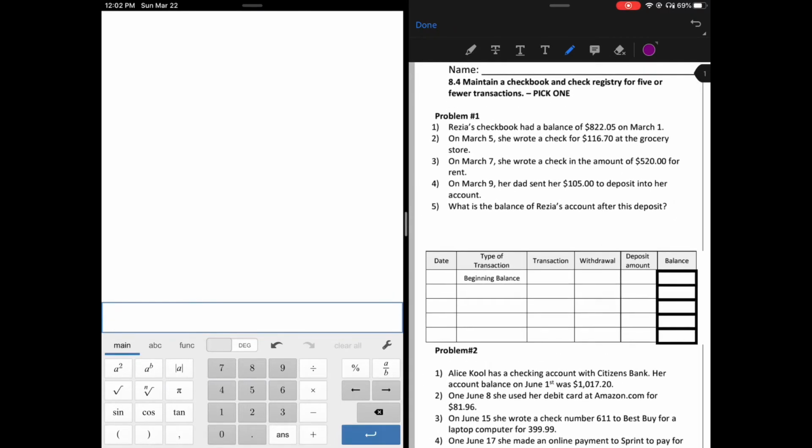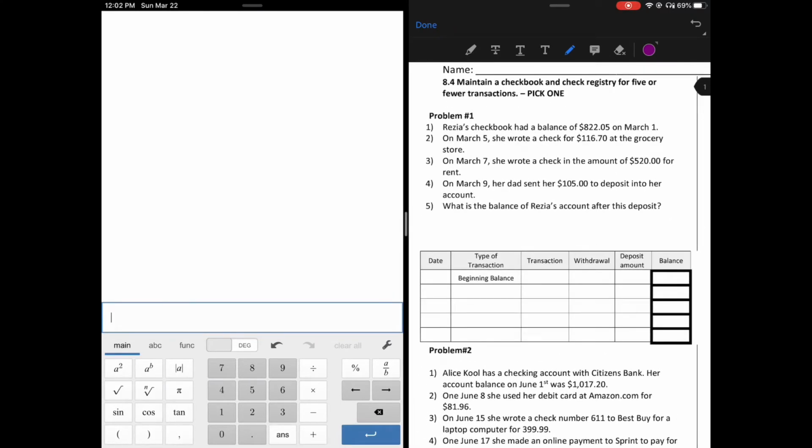Before we actually start to balance the checkbook, I want to remind you of what the different parts are. The date is obviously the date. A problem will give you the date that money was spent or received, and that's where you put that information. The type of transaction is just like a description. The transaction itself is how you paid for it. So it'll be like a check or a debit card. A withdrawal is whenever you lose money. A deposit is whenever you get money. And then the balance is the amount that's in your bank at any given time.